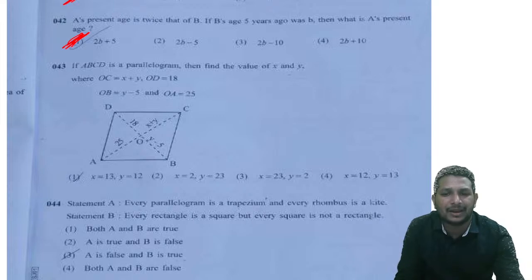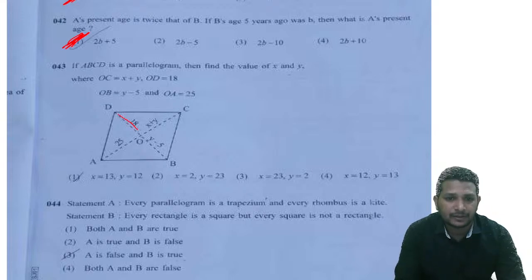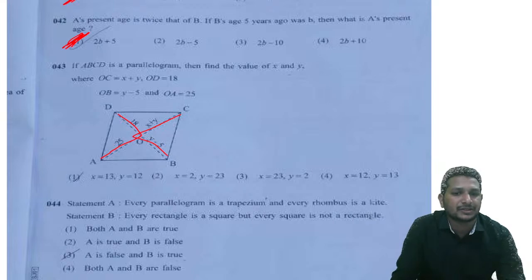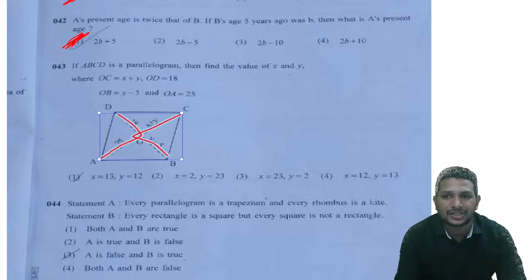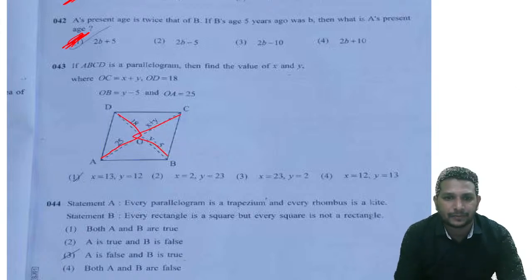As we know in a parallelogram, opposite sides are equal, right? The diagonals are not equal. So over here, what happens? Diagonals bisect each other. That is the condition. So as the diagonals bisect each other, these 2 triangles are similar to each other.